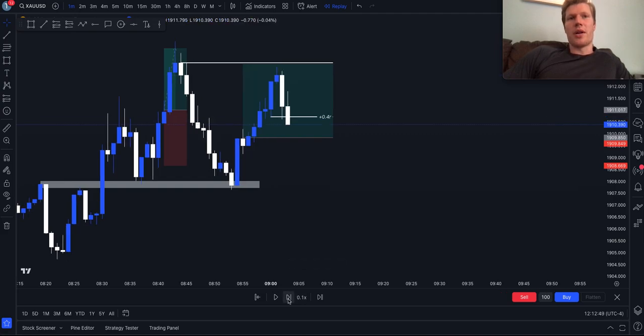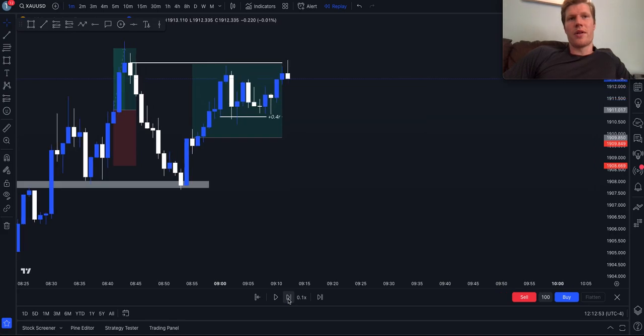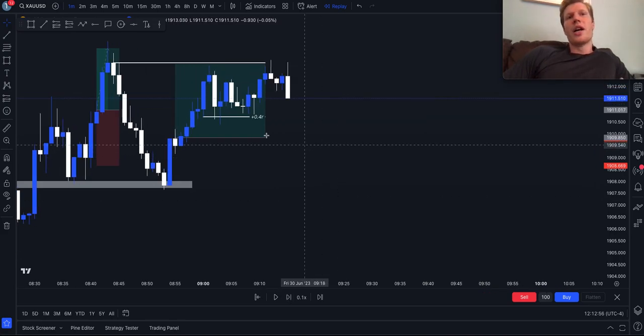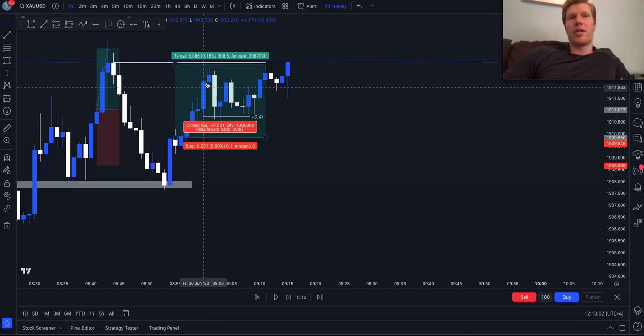And okay, let's see what happened. Okay, well, you can see there. So basically, I decided to tie my stop loss behind that candle because I was anticipating that my TP was right there. It just missed it by half a pip, right?